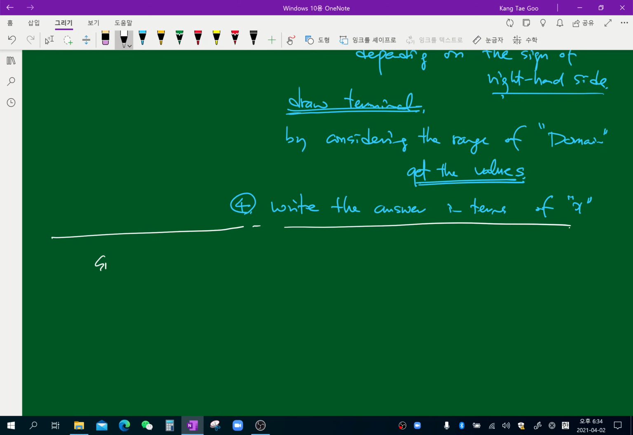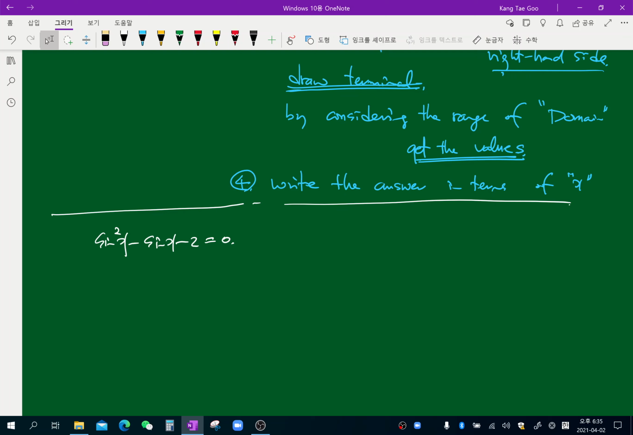Sine squared x minus sine x minus 2 goes to be 0. I say this is not the trigonometric equation, you know. This is actually the quadratic form of the trigonometric functions, right? Trigonometric expressions. So we need to convert this into the trigonometric equation first. After that, we just apply the previous theory to solve that. At the very beginning, we found that this is a quadratic equation of sine x, right? So we consider this as u squared minus u minus 2 goes to be 0.